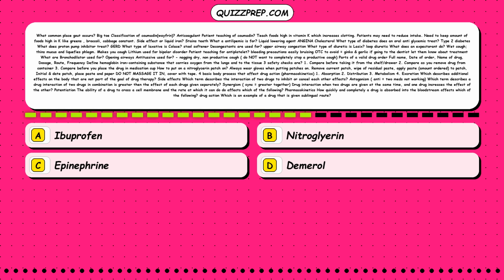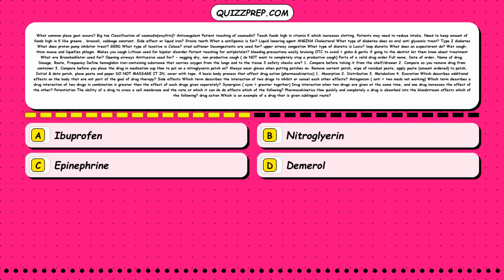What are bronchodilators used for? Opening airways. What is an antitussive used for? A nagging, dry, non-productive cough. You do not want to completely stop a productive cough. Parts of a valid drug order: full name, date of order, name of drug, dosage, route, frequency. Define hemoglobin: iron-containing substance that carries oxygen from the lungs to the tissue.